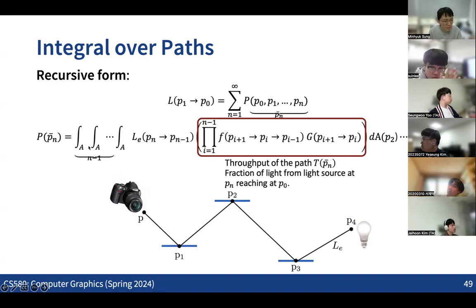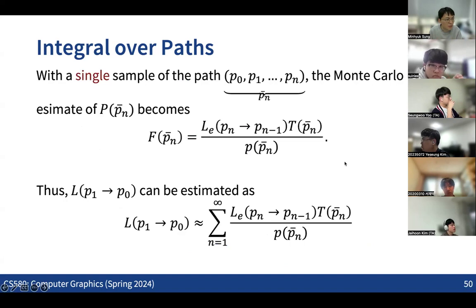In the simplest case, the way we can calculate this is to think of shooting multiple rays, having some number of trajectories, and each one becomes one of these P terms here. Each of these path equations with a trajectory can be estimated in the simplest case with a single sample of the path.